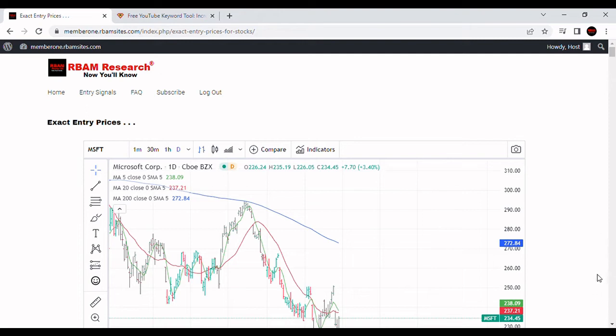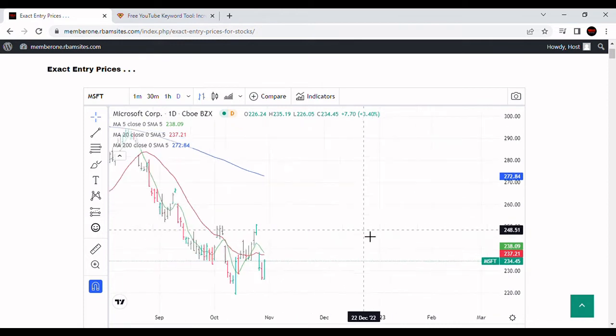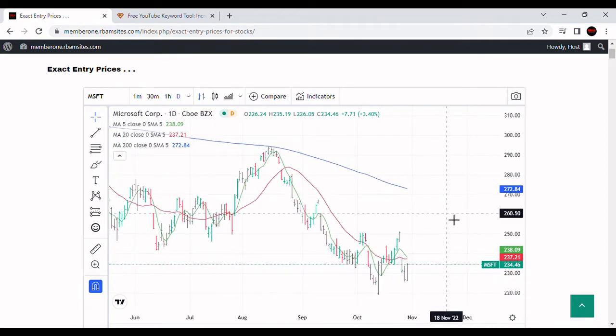We're going to do a brief video on MSFT stock, Microsoft stock, and we've got a daily chart of Microsoft for you here with a 5-day moving average in green, a 20-day moving average in red, and a 200-day moving average in blue. And we've got some interesting developments on Microsoft today. It's up almost $9, up 4%, and $235.78 is the current price.